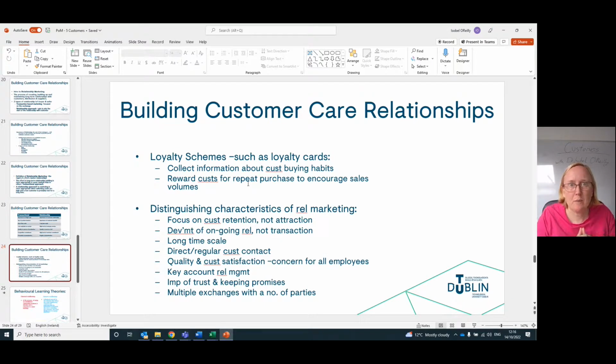Key account relationship management. So somebody is designated to be responsible for that customer. So we have somebody in our company designated to look after IKEA, or a team perhaps that will take over if one person isn't there. And the importance is on building trust and keeping promises. We do not promise what we cannot deliver. We want to under-promise and over-deliver, in fact. And multiple exchanges with a number of parties. So again, there is a lot of communication flying around, and it is not advertising. It is not urgent requests to put in an order now and all that sort of thing. It's just any related communication that helps you or me.